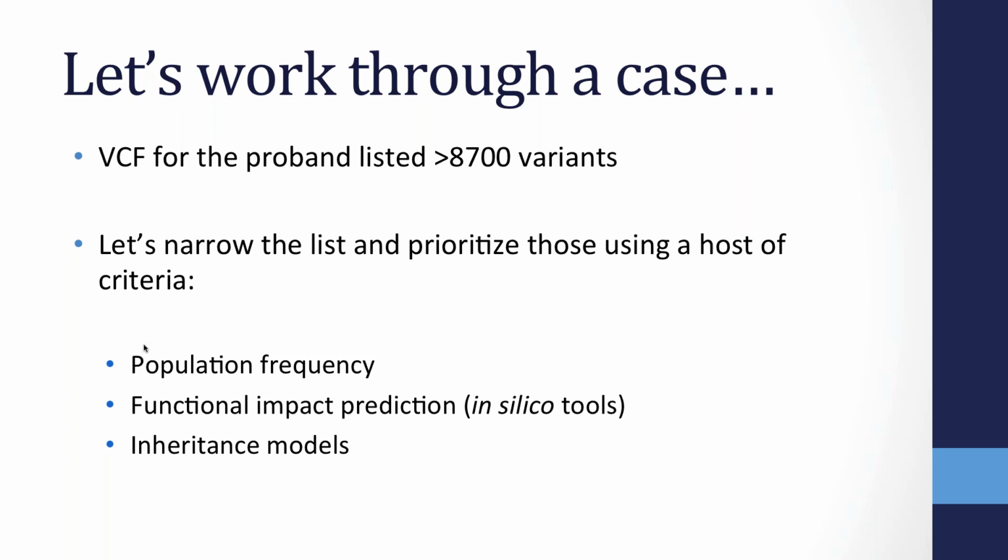So when we did the exome sequencing for the family, the VCF for this particular proband returned more than 8,700 variants. So obviously that's going to be way too many to filter through one by one. So we used a host of different criteria to prioritize those. The three that I'm going to talk about in a little bit of detail today are population frequency, functional impact prediction, which you often hear referred to as in silico tools or computer analytic tools that will do that for you, and inheritance models.